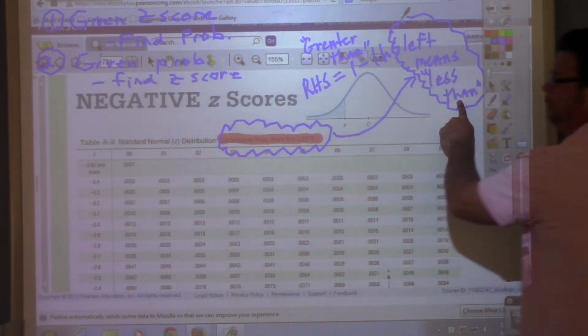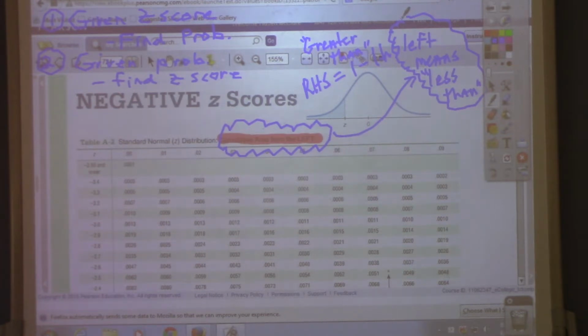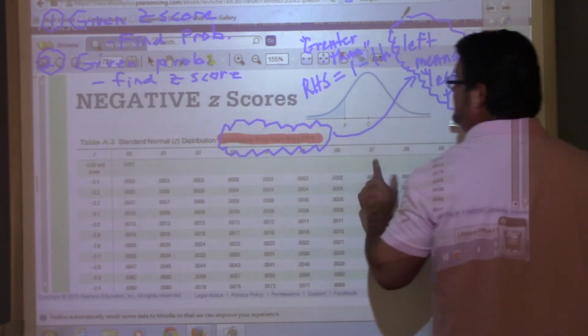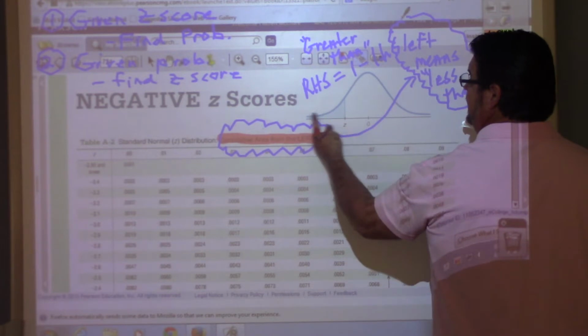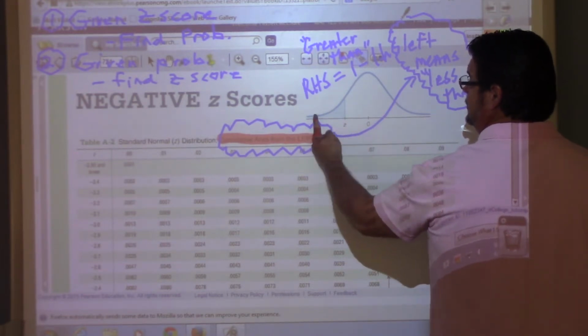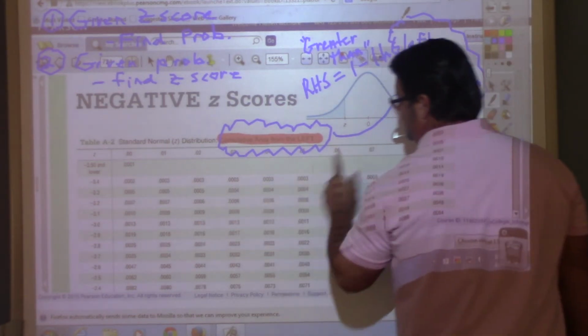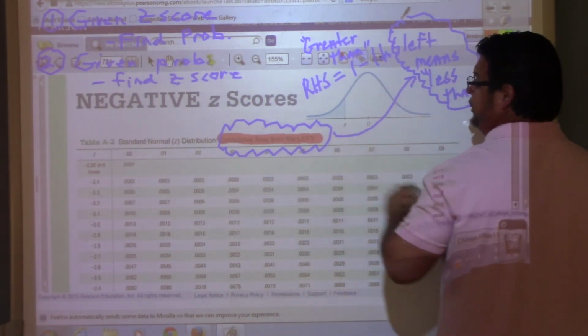Okay? The table only gives you less than. And what is the complement of less than? Greater than. And the complement of the left-hand side is, or the right-hand side is 1 minus the left-hand side, or vice versa. So everything that you're going to be given on the negative z-score and the positive z-score is the area to the left of your z-score. These areas, all right here, are to the left of whatever z-score you're looking up.